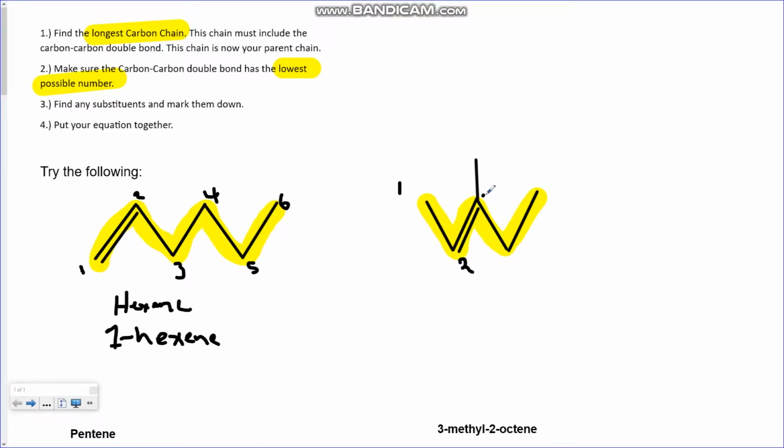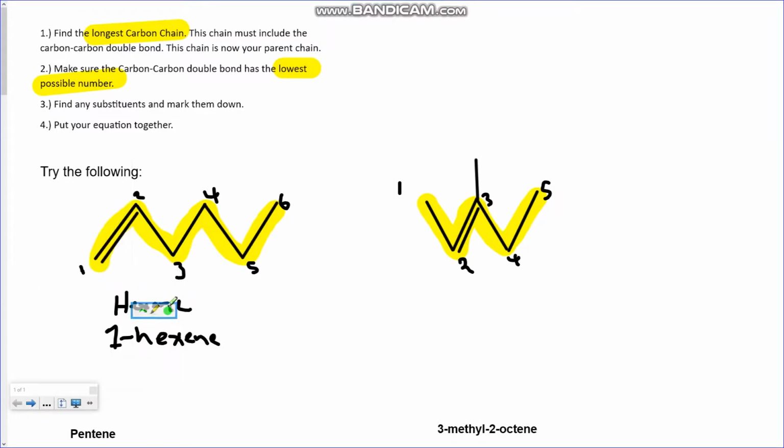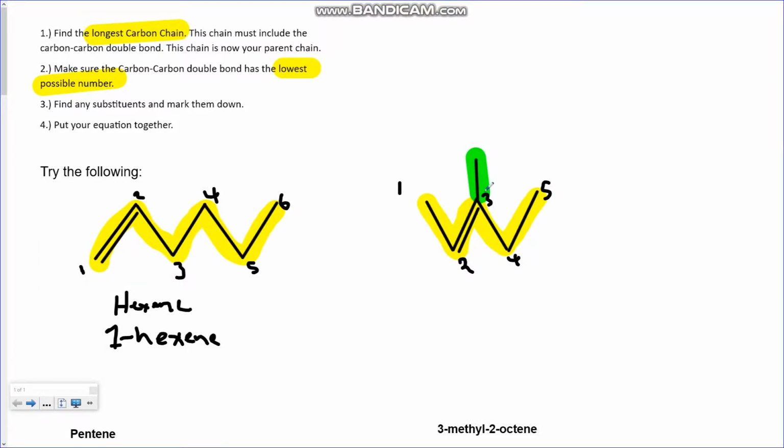Alright, 1, 2, 3, 4, 5. Now we also have a substituent. It's a methyl group, and let me just highlight that as well. So this right over here is our substituent, and this is at carbon 3. So we know now that we must write our substituent. So it's methyl on the 3rd carbon, so it'll be 3-methyl.